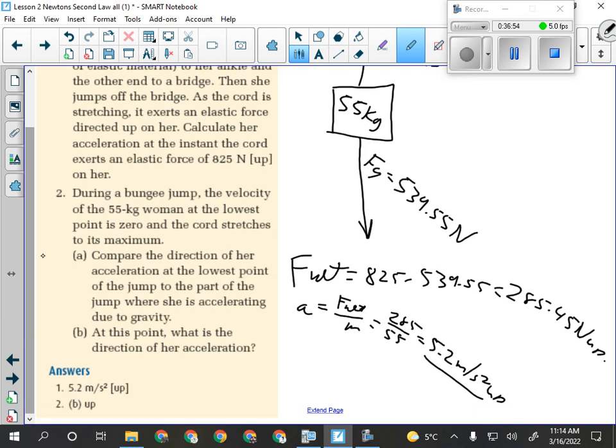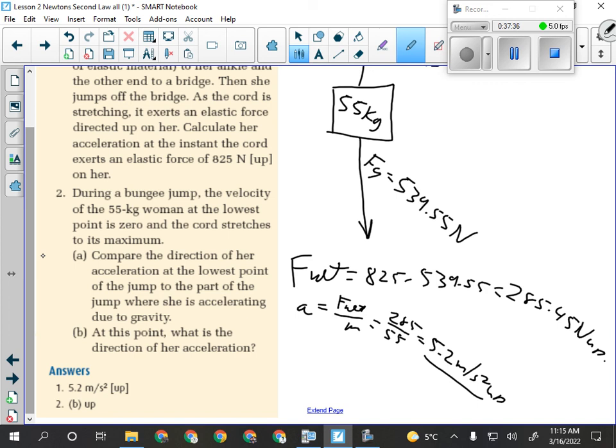In question number 2, it says the velocity of the 55 kilogram woman at the lowest point is 0 as the cord stretches to its maximum. If you've ever seen somebody bungee jump, they go off, they fall in free fall, then the bungee cord starts to take up, and it stretches and slows them down, slows them down, slows them down, and they stop for an instant before they're shot back upwards by the elastic force in the bungee cord. It's the opposite of what happens when you throw something up in the air. It slows down, comes to a stop, and then falls back to earth again. Bungee jumping is the opposite. You're trying to fall to earth, but the bungee cord prevents it, hopefully.